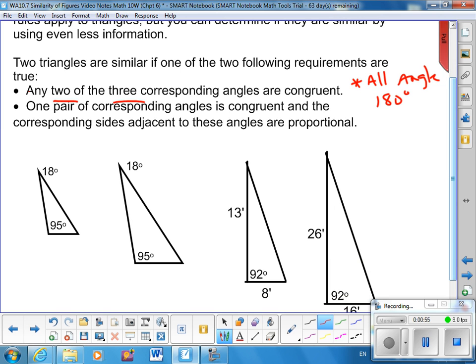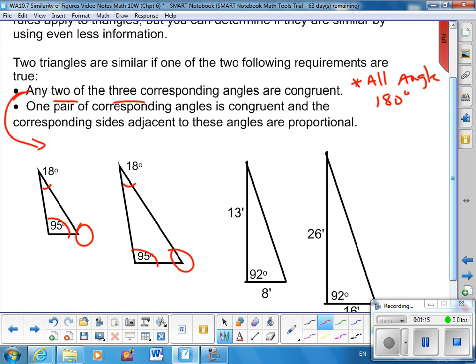Situation number one is here. Two corresponding angles are congruent. So this one is 18, this one is 18. The bottom angle is 95, the bottom angle is 95. That means that the third angle has to be equal, and so these two are similar.